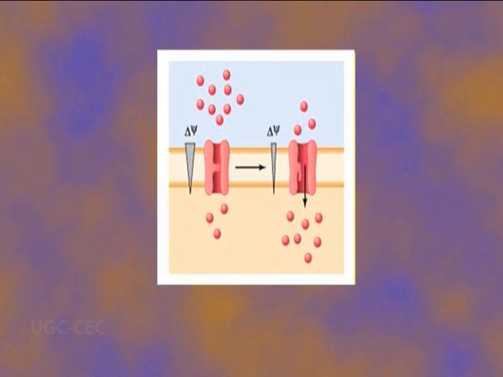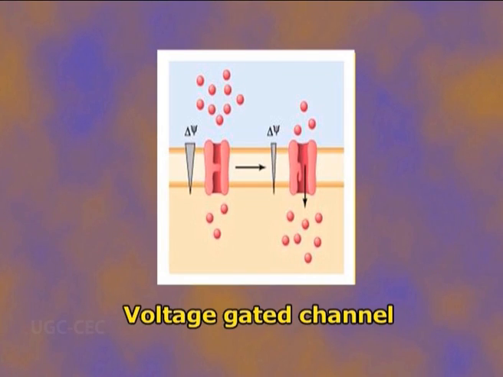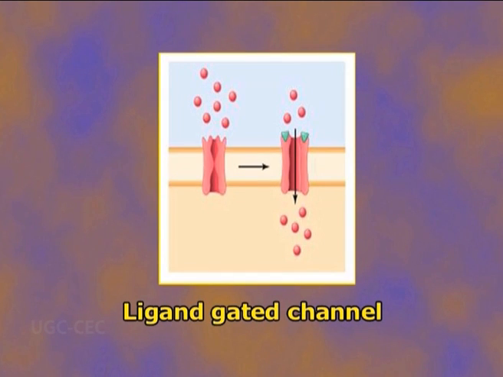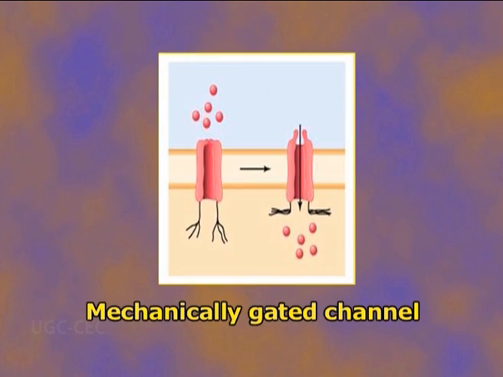While some of the channels are open all the time, others, called gated channels, behave as if they have gates that open and close. There are a number of gated channels, like voltage gated channel, ligand gated channel or mechanically gated channel, present in the plasma membrane.